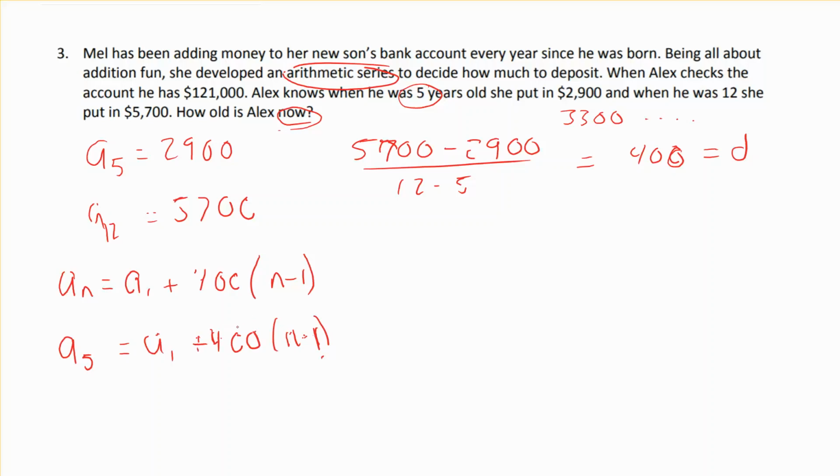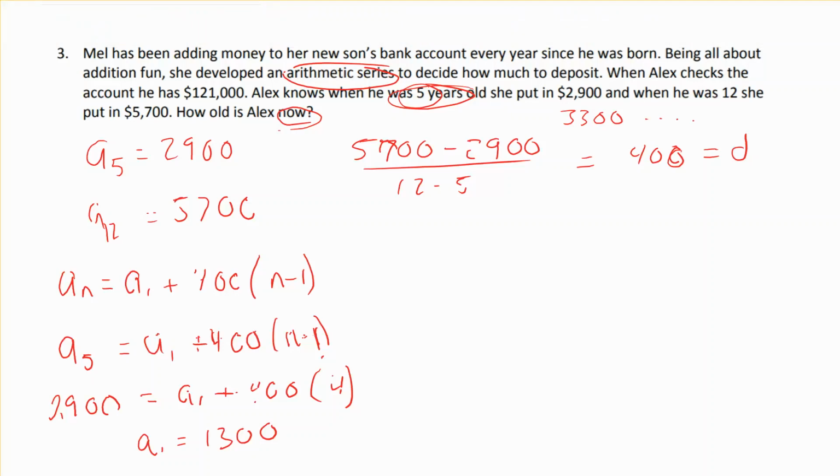My A5 was 2,900, and I'm looking for my A1. It has added 400 four times, so if I subtract the 1,600, my A1 has to be 1,300. So in his first year, she put in 1,300. In his second year, she put in 1,600. In his fifth year, she put in 2,900. So that helps.